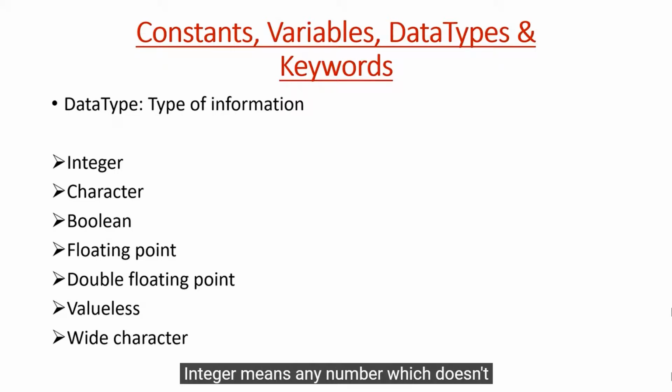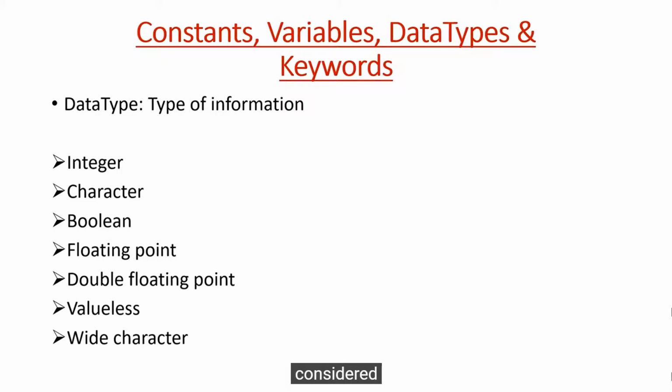Integer means any number which doesn't have a point, for example value 10 or 20 or 100 or minus 30, minus 1 or 0. These all numbers don't have any point value. Then again we have character data type. Any symbol inside single quote is considered as character data type, like capital A. If I write capital A inside single quote, then that's a character. Small b. Again any symbol, suppose dollar symbol or @ symbol, if it is inside single quote, or suppose space. If space is written inside single quote, then that's a character.